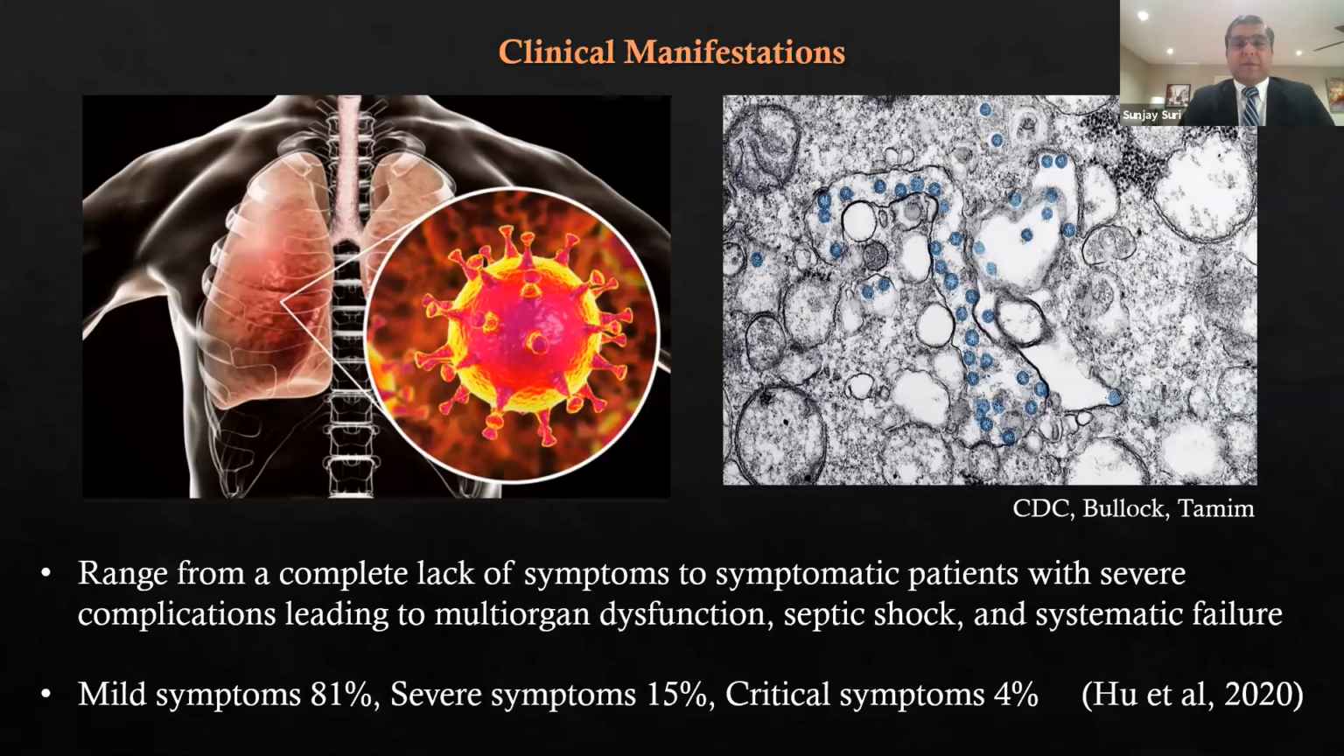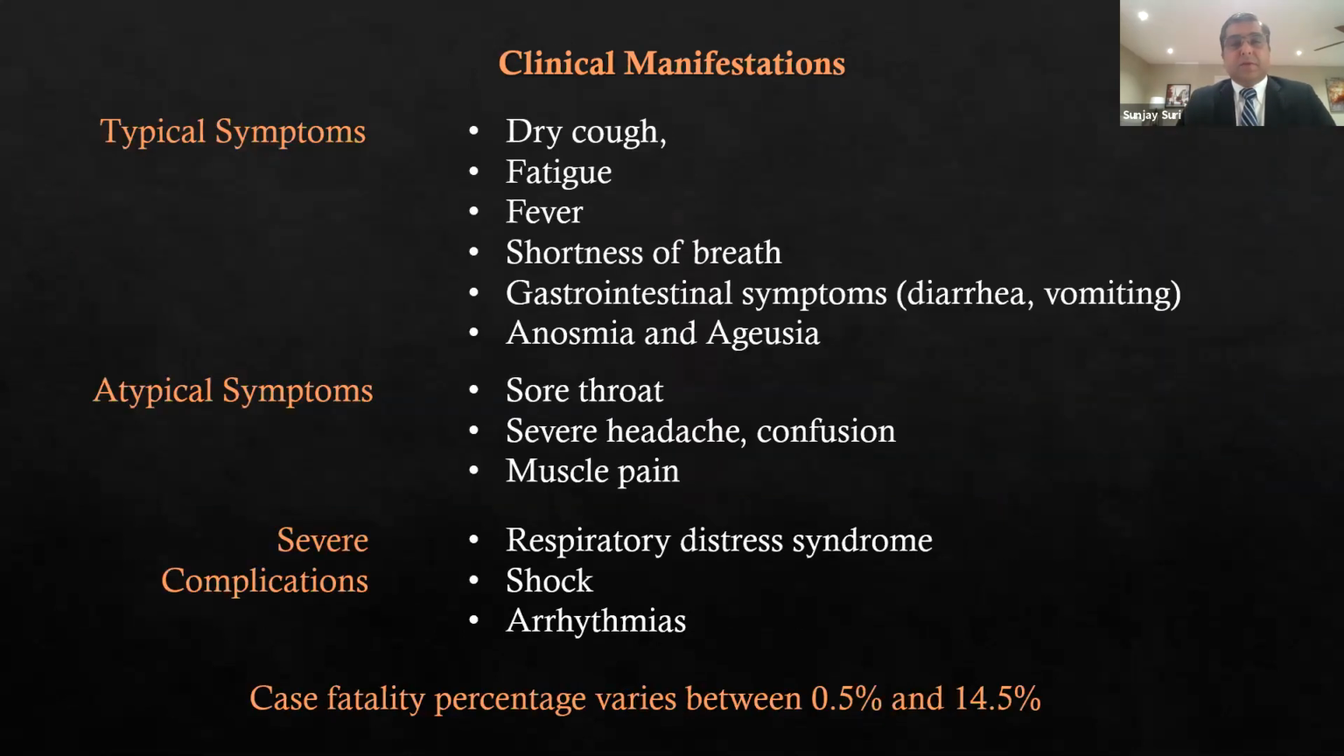So what are the clinical manifestations? The typical symptoms of the SARS-CoV-2 infection and COVID-19 disease are dry cough, fatigue, fever, shortness of breath, gastrointestinal symptoms, diarrhea and vomiting, and what has now come to light in many reports is the anosmia or loss of smell and ageusia or loss of taste.